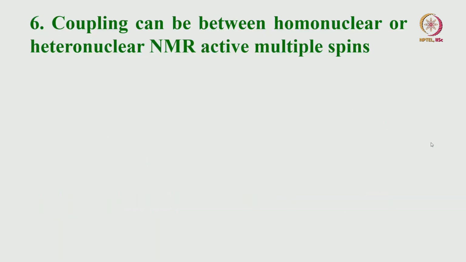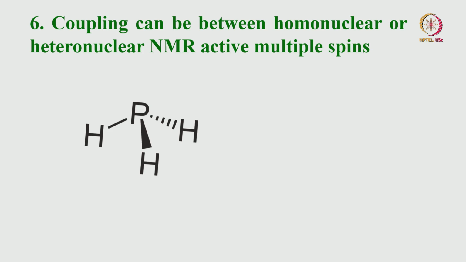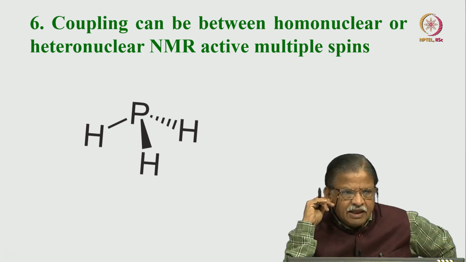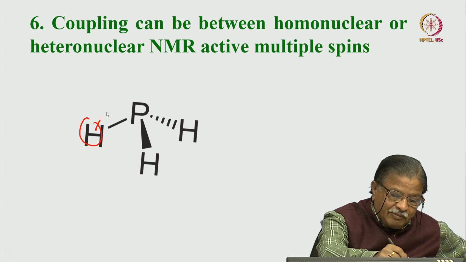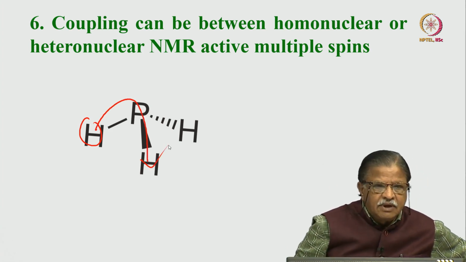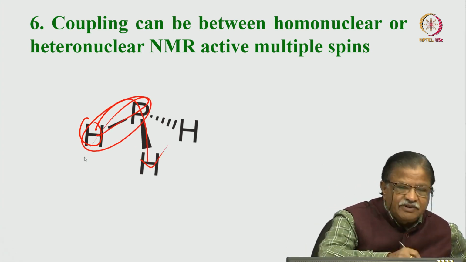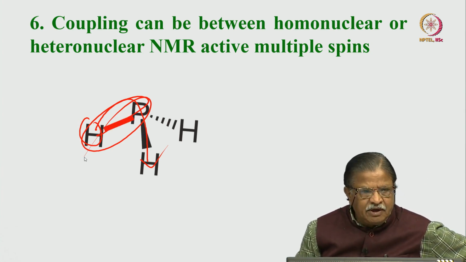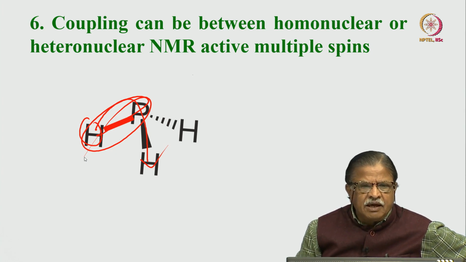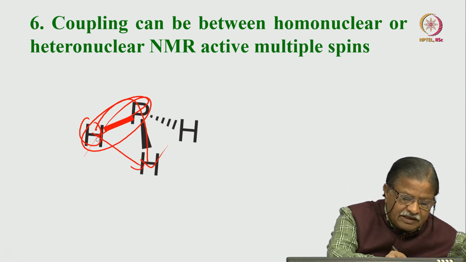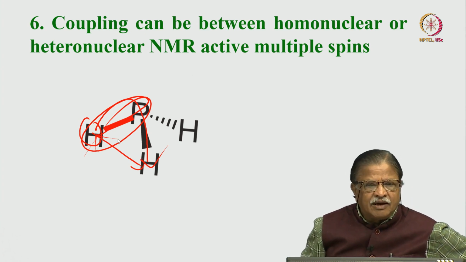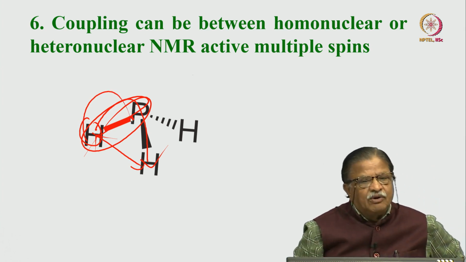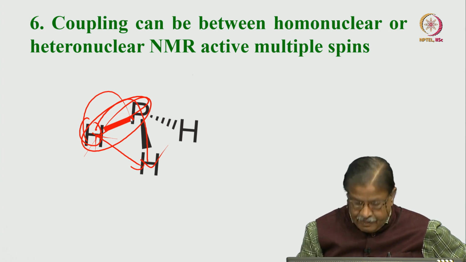Coupling can be between homonuclear and heteronuclear NMR active spins. For example, if I consider a molecule like this, there can be 2 bond coupling between this proton and this proton. There can be 1 bond coupling between this phosphorus and fluorine. Two types of interactions are possible here. If the coupling is between this proton and this proton through bond, it is homonuclear coupling. Proton and phosphorus coupling is a heteronuclear coupling, that is also possible.